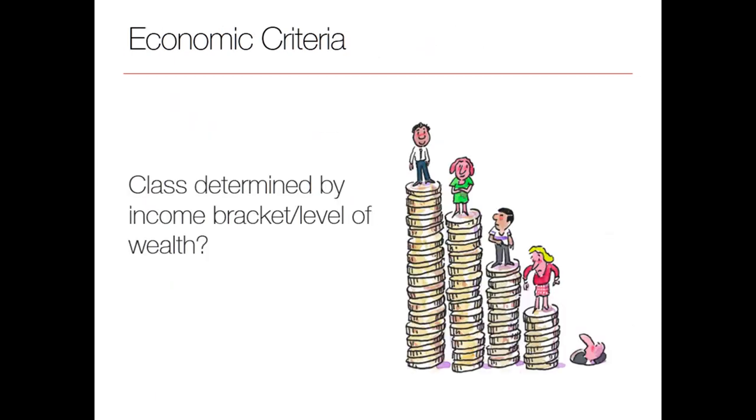Okay, so if we go back to economic criteria, we can say class is determined by your income bracket, or your level of wealth, if you will. So we have those people at the bottom, like the working class, and we have those people at the top, the ruling class. How do they make their money? What is the fundamental difference?